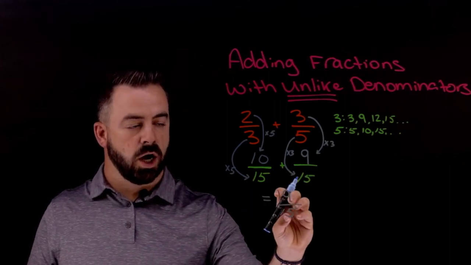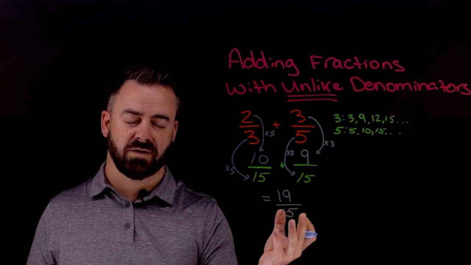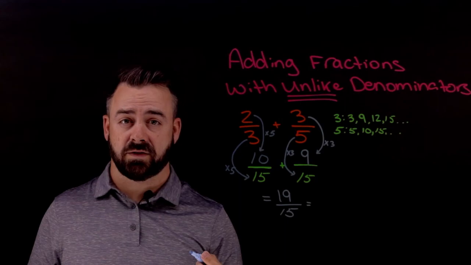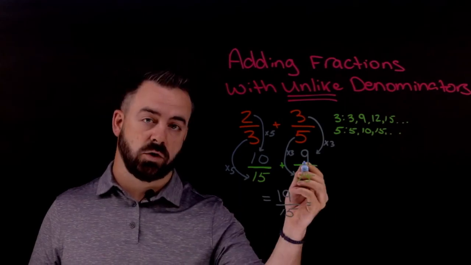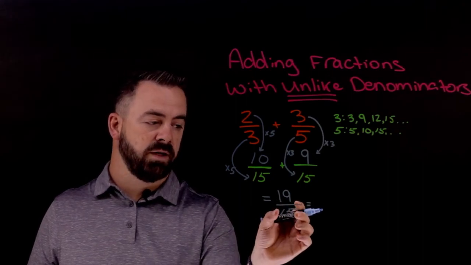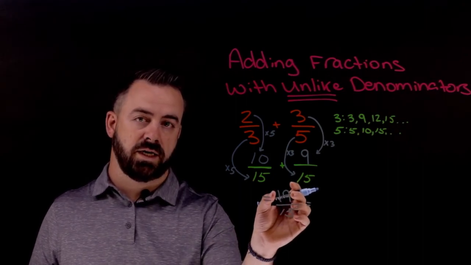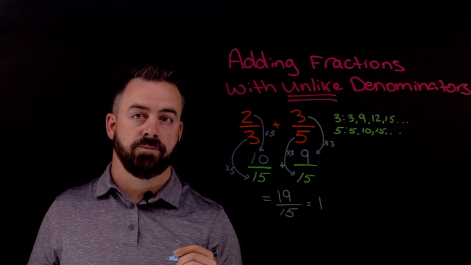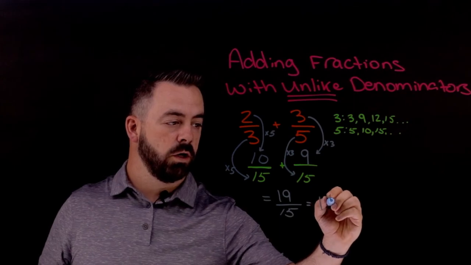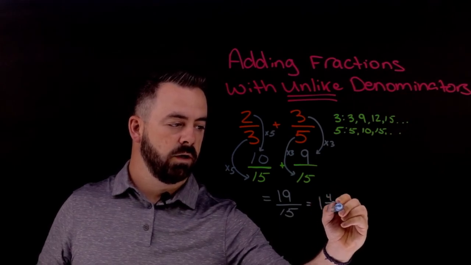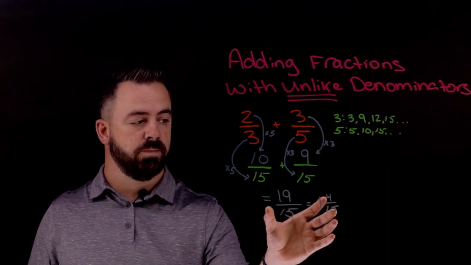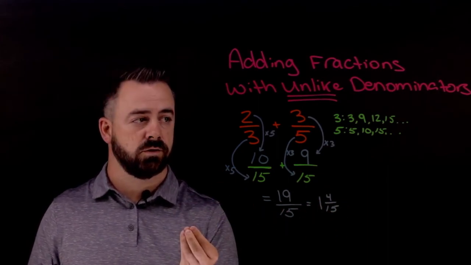Now an improper fraction sometimes is an acceptable answer. Sometimes we need a mixed fraction. And a mixed fraction has a whole part and a fraction. So now I need to consider how many times does 15 divide into 19? And that answer is 1. And now I have some leftovers. That leftover is a 4 out of my 15. Improper fraction, mixed fraction. Both are typically acceptable answers.